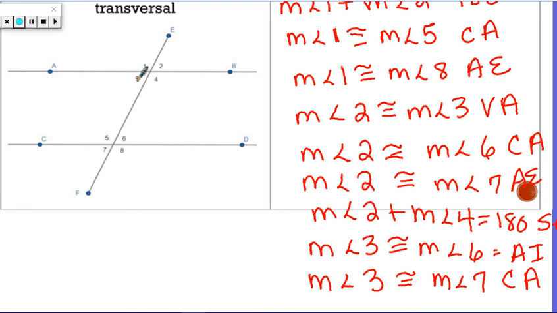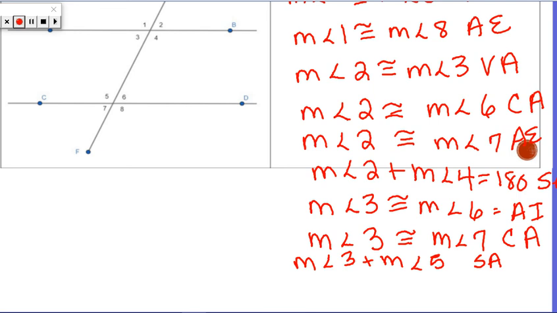Please pay close attention to 3 and 5. So the measure of angle 3 plus the measure of angle 5 is equal to 180 degrees. These angles are supplementary angles because angles on the same side of the transversal are supplementary. That's one of those special rules that you need to know and remember. So 3 and 5, if you add them together, you get 180. 1 and 3, if you add them together, you get 180. 5 and 7, if you add those together, you get 180 also.